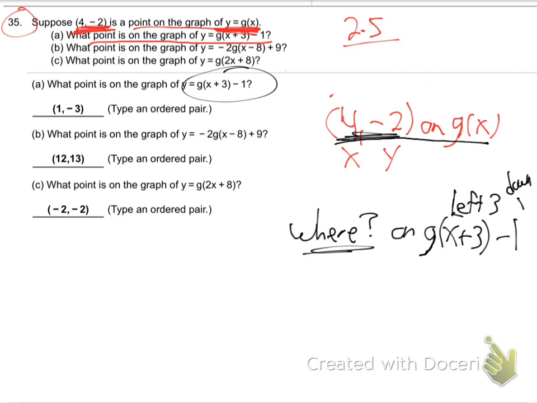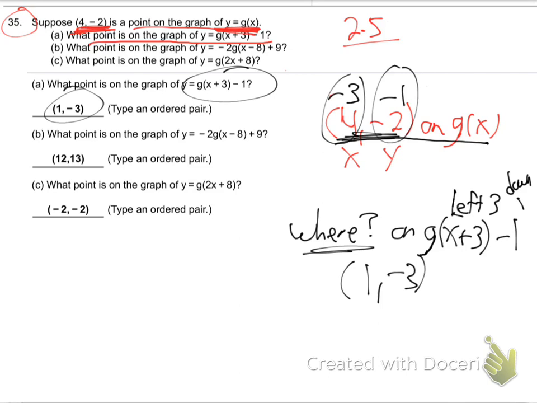Left 3, down 1. So you just take the 4 and you go left 3, and down 1, negative 1, right? Just take the x value, subtract 3, take the y value, subtract 1. So that's pretty easy. That's 4 minus 3 is 1, and negative 2 minus 1 is negative 3, which is exactly what they got. Good so far? Now's where it gets tricky.